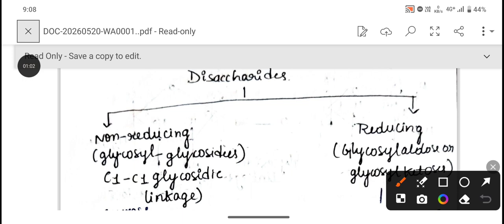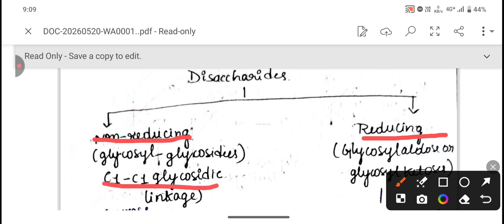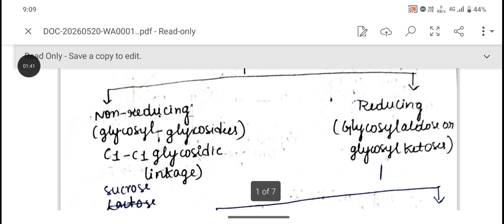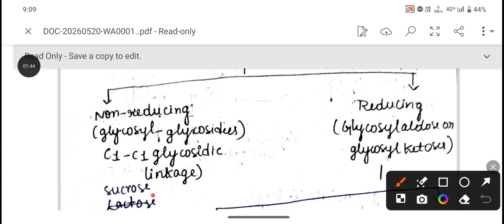Disaccharides are of two types. One is non-reducing disaccharides and the other is reducing disaccharides. The non-reducing disaccharides have the C1 C1 glycosidic linkage, which means the glycosidic bond forms between the two sugar units, between carbon atom 1 of one sugar unit and carbon atom 1 of another sugar unit. The example of non-reducing disaccharides is sucrose.